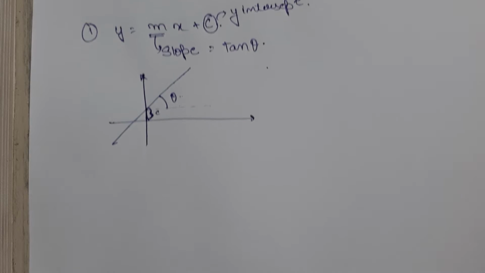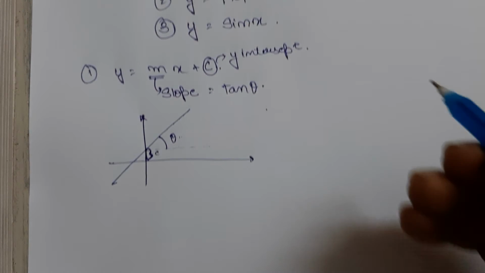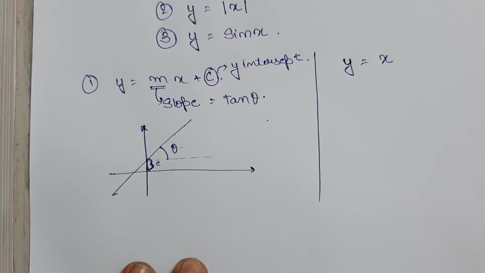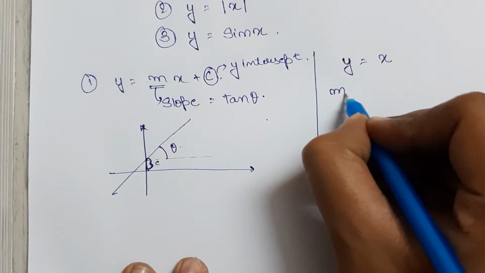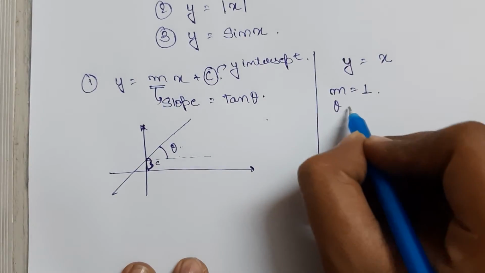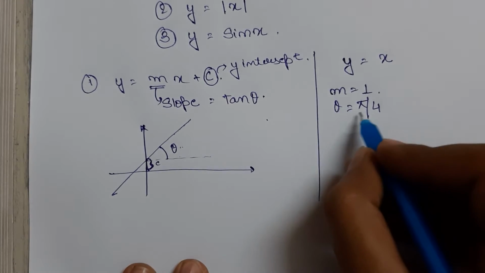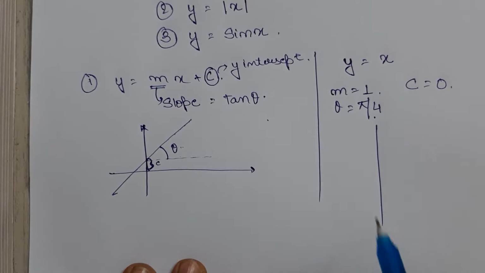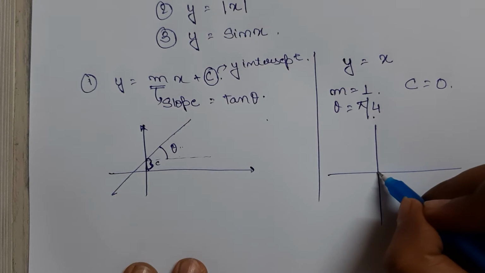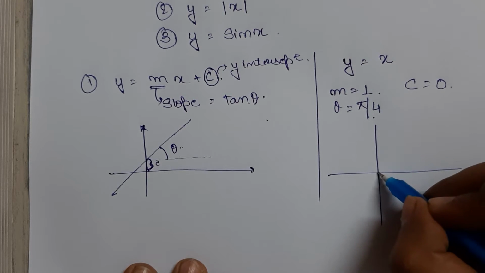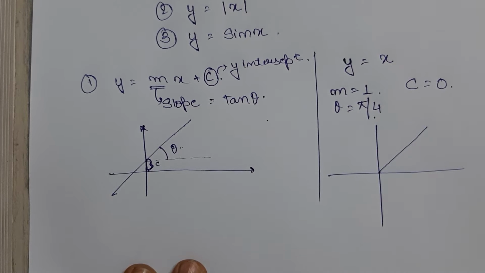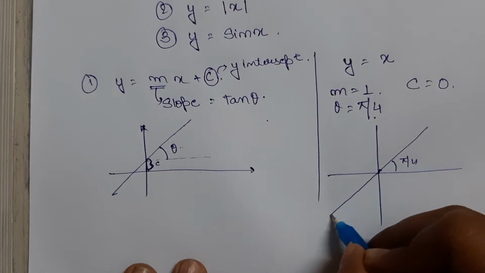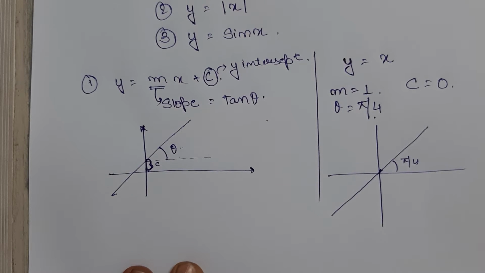Now let us see a common graph which we have seen, y is equal to x. In this case the slope is 1, which means theta is pi by 4, because tan pi by 4 is 1, and the intercept is 0. So what will the graph look like? As the intercept is 0, it will start from the origin, and the angle will be pi by 4. So the graph will be like this.